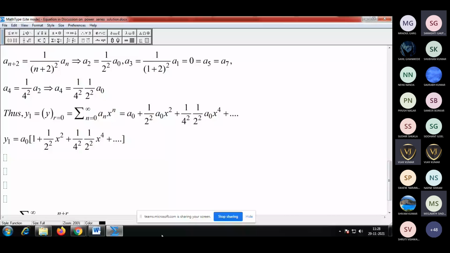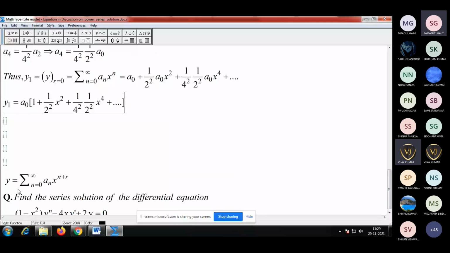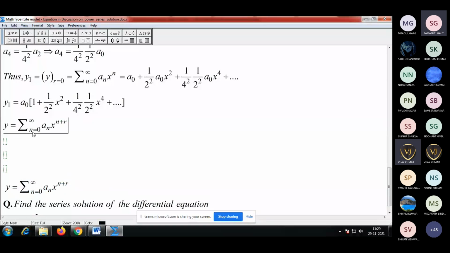But it's not a complete solution. So to write the complete solution, we must evaluate the second linearly independent solution. That will come when we evaluate del y by del r. So y is this one, and we need to differentiate it with respect to r. This one means, I am writing in simple terms, a0 x power n is 0 x power r.